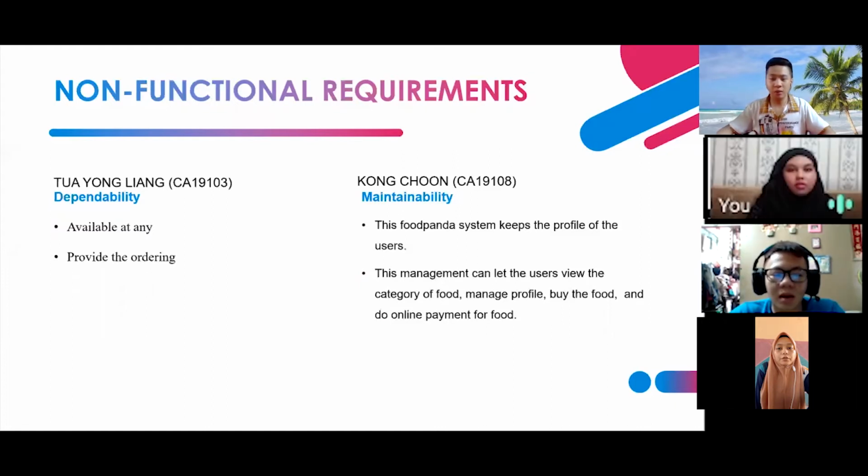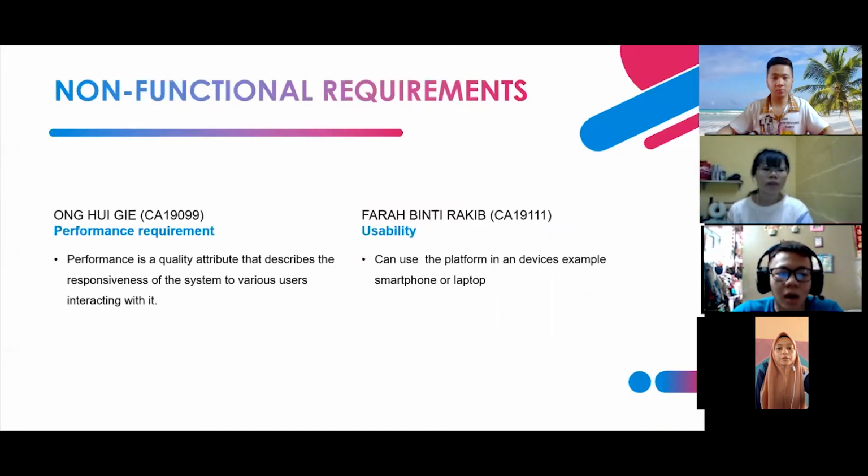Maintainability. Inside maintainability, the Foodpanda system keeps the profile of the users. The management can let the user view the category of food, manage profile, and do online payment for food. Next is performance requirement. Performance is a quality attribute that describes the responsiveness of the system to various users interacting with it. For example, the speed of loading the main page and the speed for showing the search results should be as fast as possible to increase the performance.